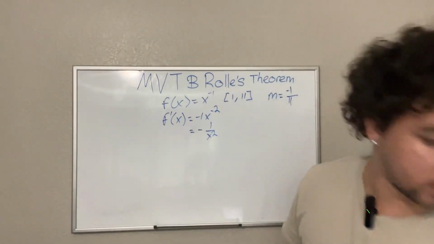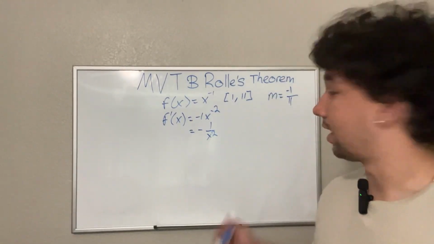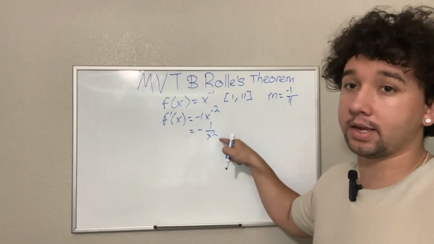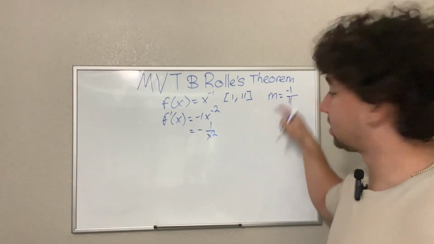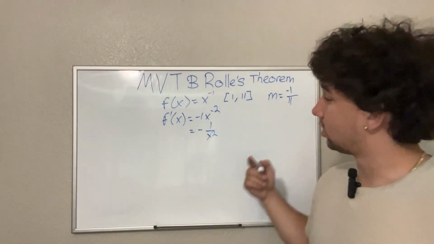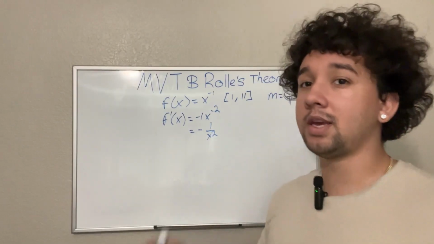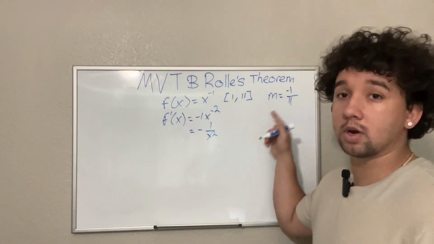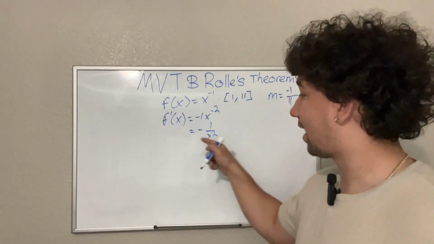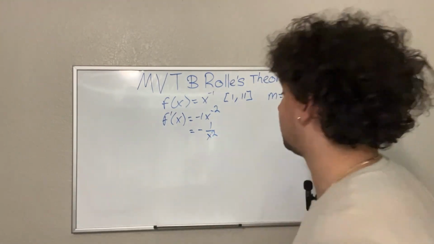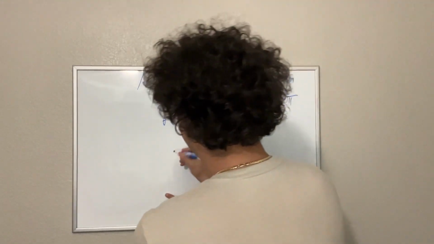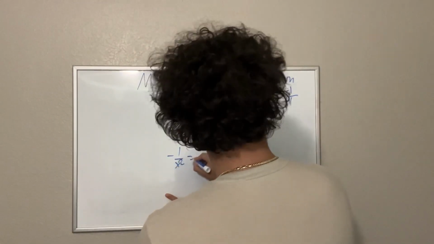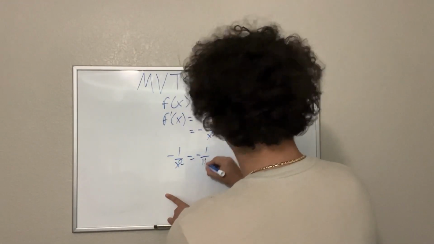All right, so now what I've got to do is find at what point on this function right here the slope is the same as this, right? Again, the derivative doesn't find the slope. It's like a key to find the slope at any point on the graph. So if I set this equal to the slope, it's going to give me the x value that has the same slope as this right here. So in this case, negative 1 over x squared is equal to negative 1 over 11.